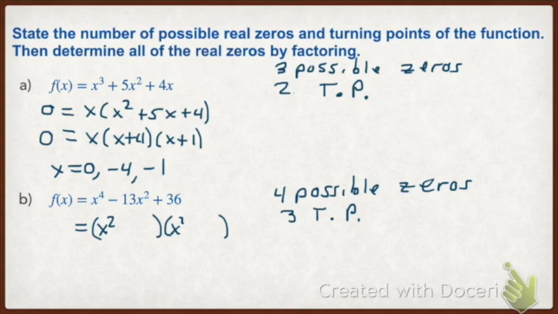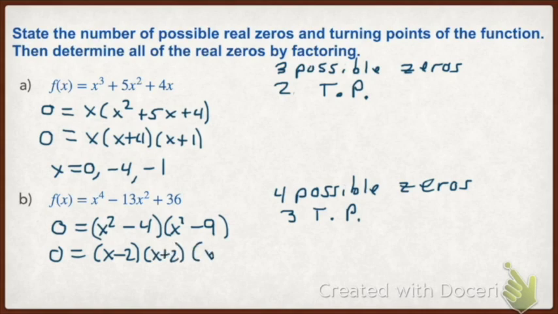How do we get from 36 to negative 13? What multiplies to the 36 that adds to that? A negative 4 and a negative 9. We're finding 0, so set f of x equals 0. This can be factored further because it's a difference of squares. This is x minus 2, x plus 2. And x squared minus 9 is also a difference of squares. X minus 3, x plus 3. And then we get our zeros at x equals 2, negative 2, 3, negative 3.